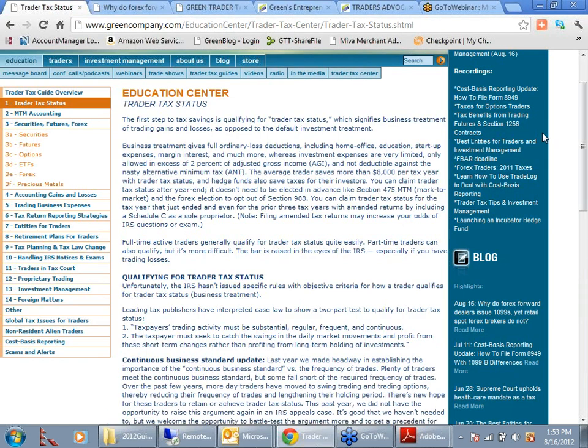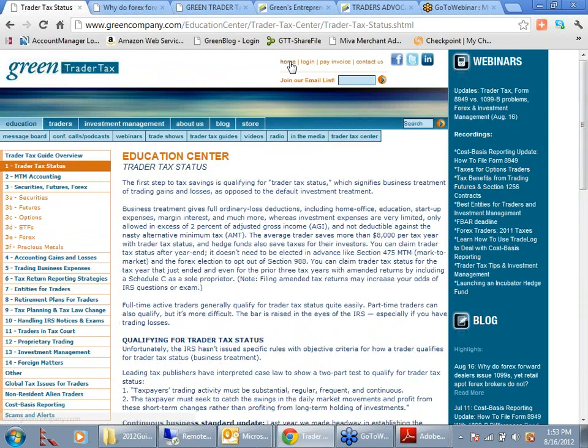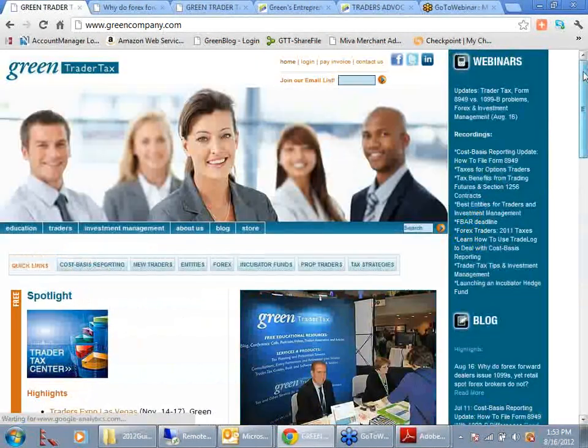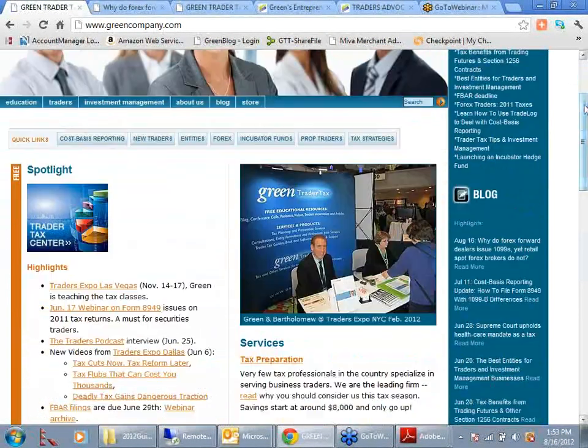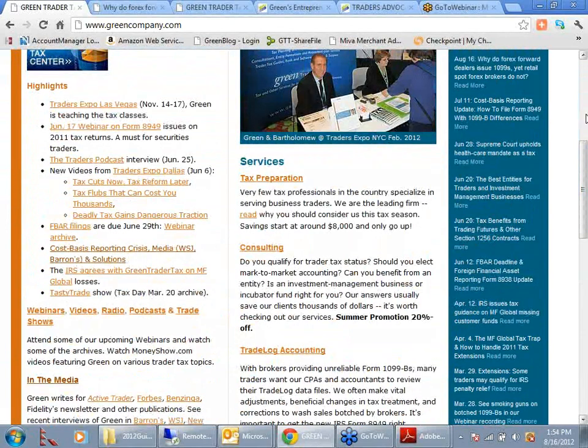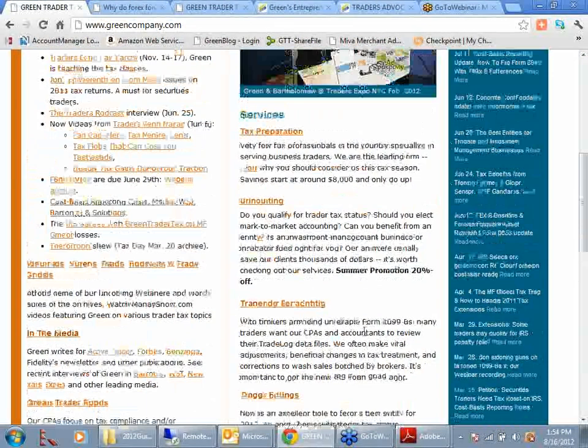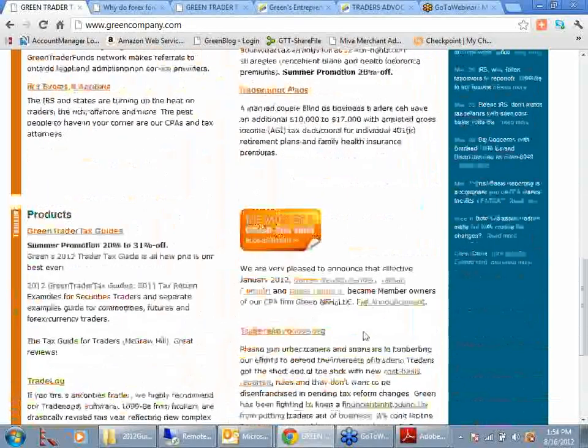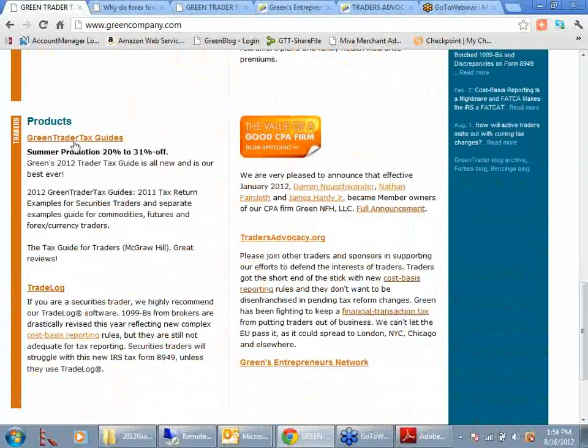So you come back to our website, and you go to the home page. For all those who don't know it, you see this free stuff up above, like the Trader Tax Center, other highlights, the services here on the right. But then you just keep scrolling down. You scroll down, and you get to products at the bottom. And then you get the guides and the software.